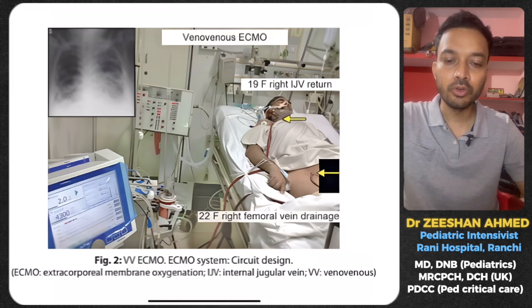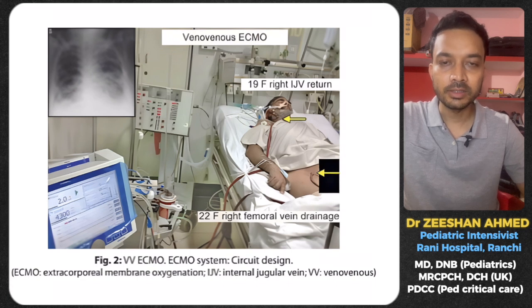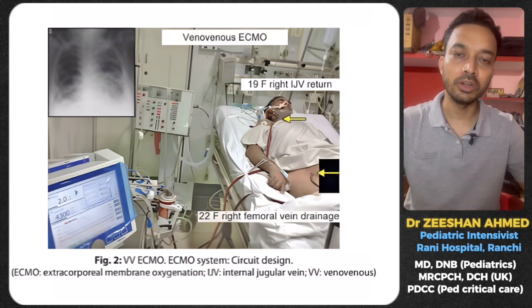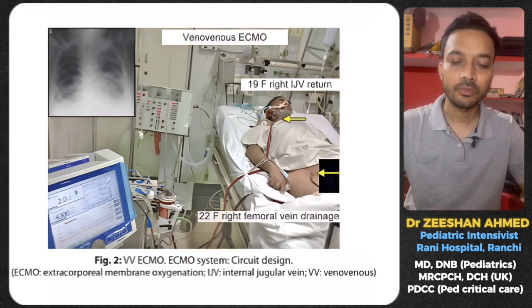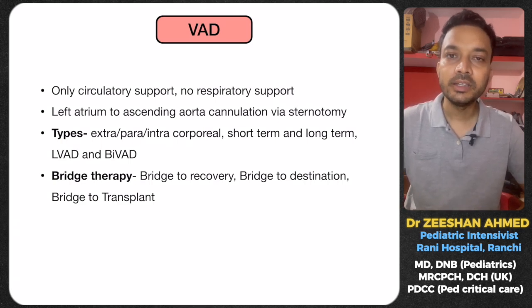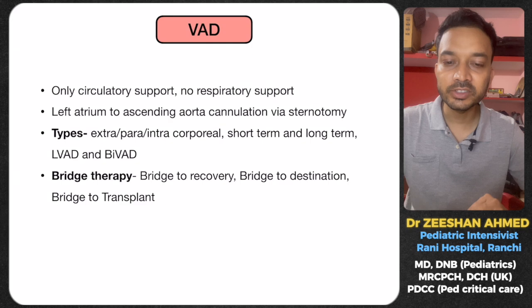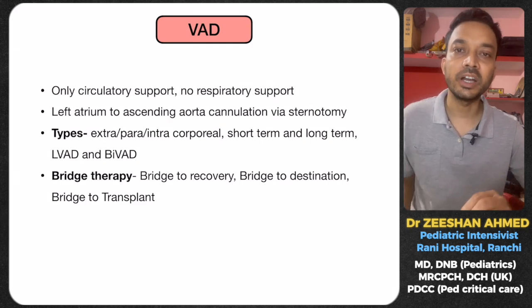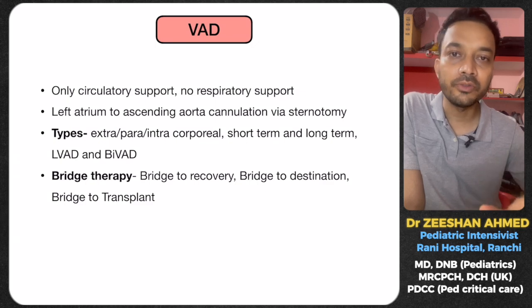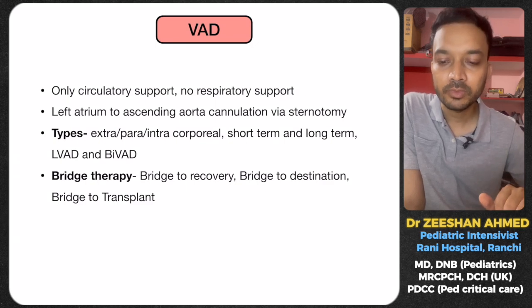Here is what an ECMO looks like in a hospital setting. But this is a picture of a VV ECMO. In cases of heart failure, we need a VA ECMO, or a veno-arterial ECMO. Coming to VAD, or ventricular assist devices, they offer only circulatory support and no respiratory support. So if the child is suffering from only cardiac dysfunction, we can use VAD. However, if the child is suffering from cardiac plus respiratory problems, then we cannot use VAD. We have to use VA ECMO.